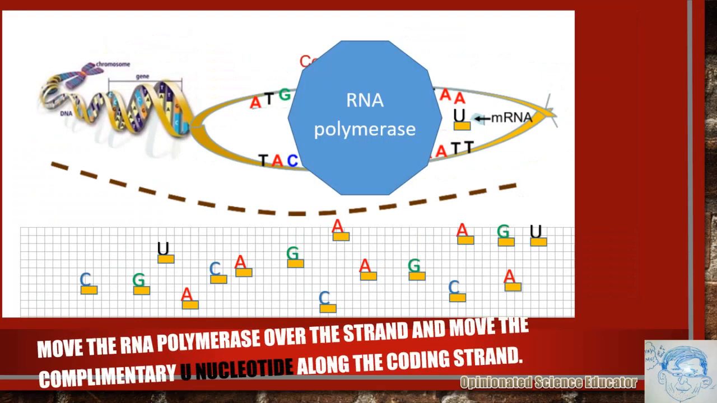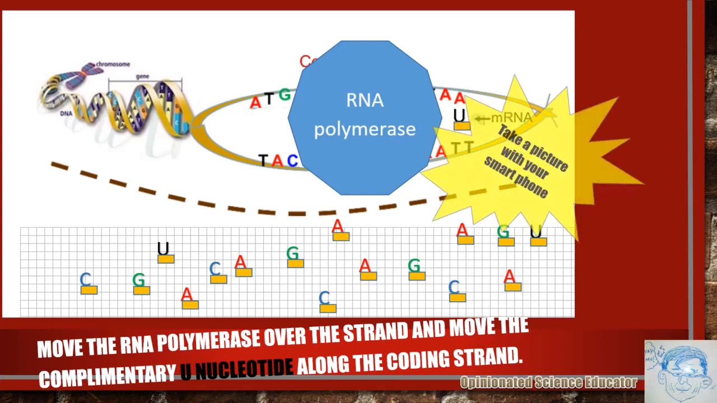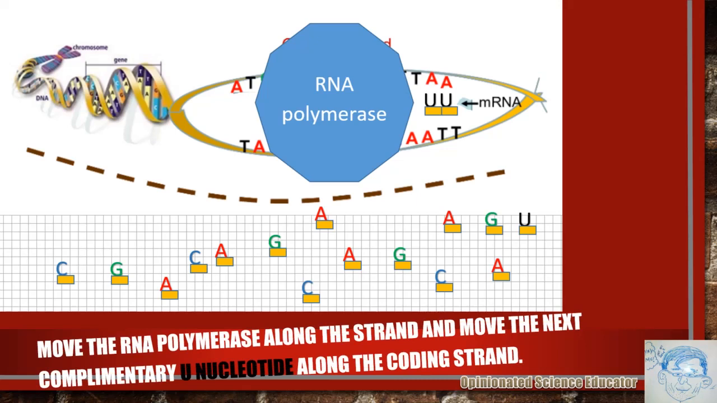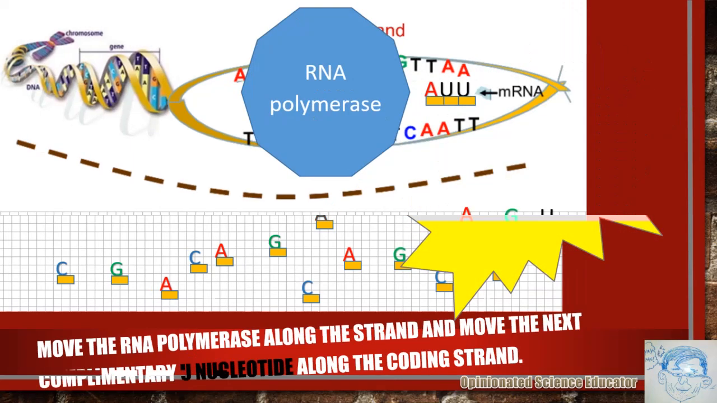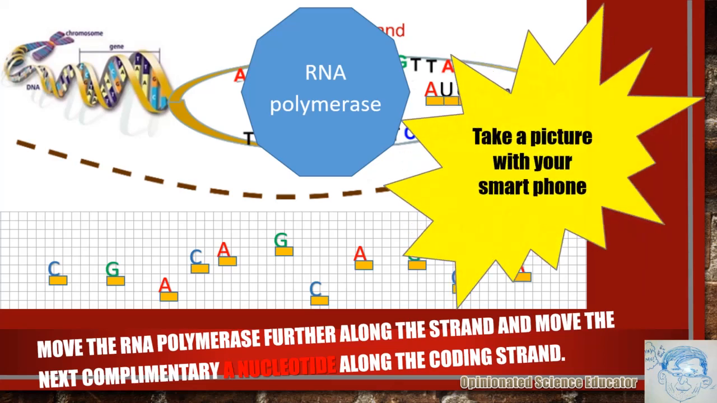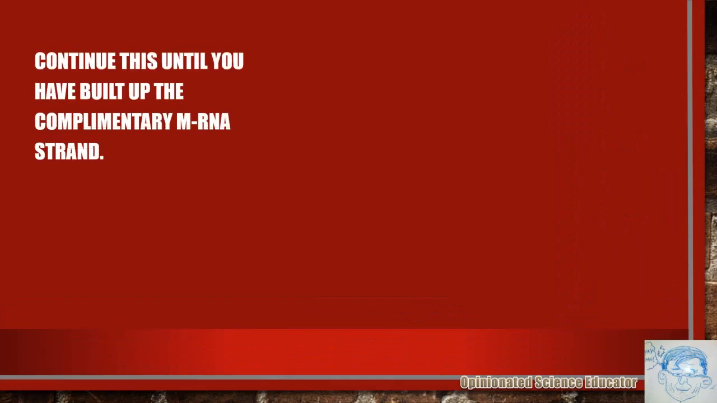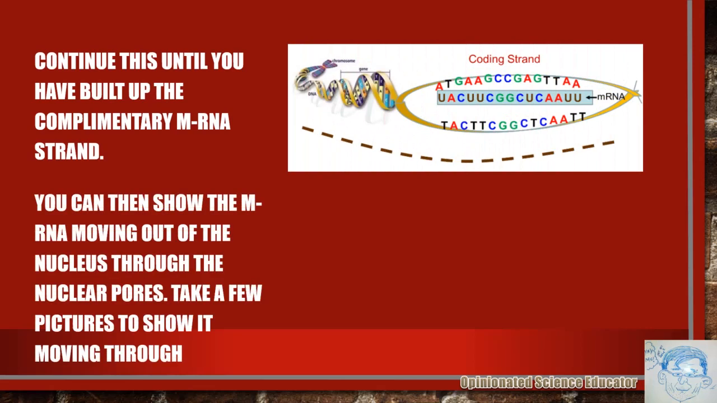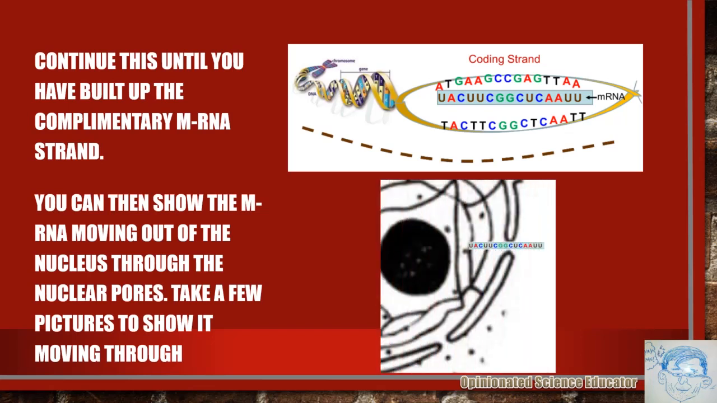Then step two, move the RNA polymerase over the strand and move one of the complementary U nucleotides along the coding strand. Take a picture. Then move the polymerase along and move the next complementary U nucleotide along the coding strand and take a picture. And so you will do it with the third one, which this time will be an A nucleotide. Move the polymerase along and take a picture. You will continue to do this until you have built up the entire complementary mRNA strand, as shown in the picture there. You can then show the mRNA strand moving out of the nucleus through the nuclear pores. Take a few pictures with it first from the inside and moving slowly through the pore.